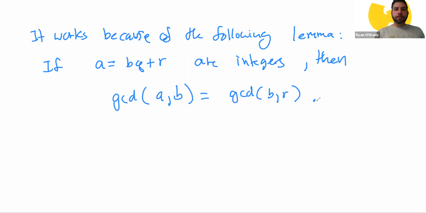Okay, so it probably does not seem like this is of any use right now, but we're going to show you how it's of use. So essentially what this lemma tells us is we can determine GCDs by continuing to divide A by, say, B, or whichever number is larger, divide it by the smaller number, and keep repeating the process until we get a remainder of 0.